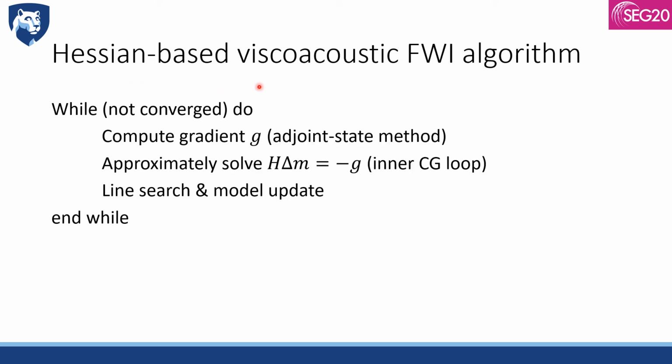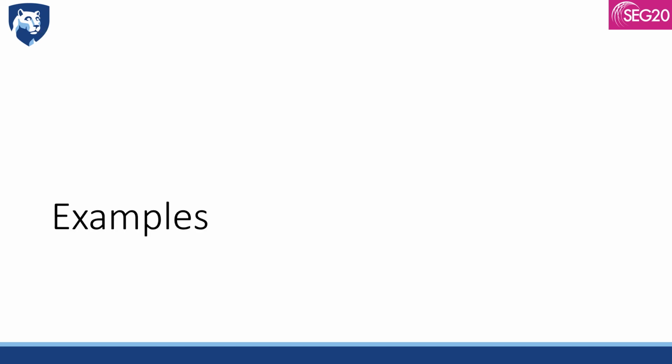So now we can put together our Hessian-based viscoacoustic FWI algorithm. At each iteration, we compute the gradient G using the traditional adjoint state method, and then we use an inner CG loop to approximately solve H delta m equals minus G. In particular, the H delta m computation is conducted by the second-order adjoint state method. After we get a satisfactory search direction delta m, we conduct a line search and update both model parameters until the model is converged.